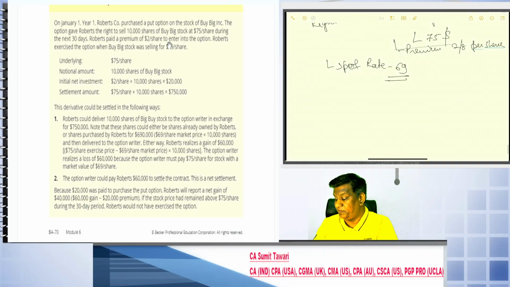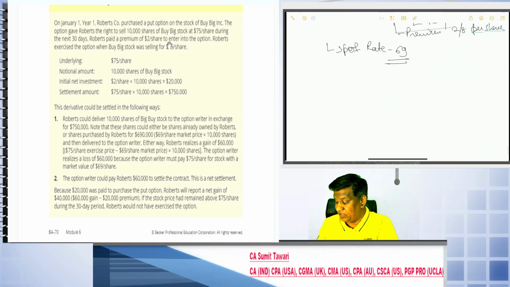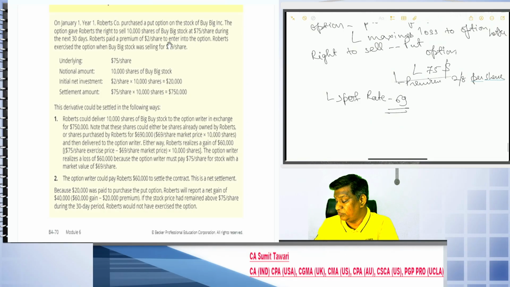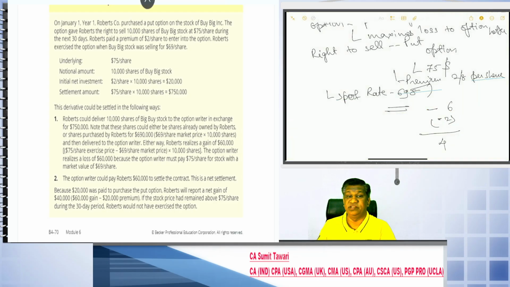He has an option to sell at 75. If he has shares in his hand, he can sell directly at 75, and whatever profit arises is the profit. If you don't have an option, then he needs to sell at 69. So here the profit is 6 on selling, minus 2, the premium he paid. So 6 minus 2, 4 is his net profit. Now we will see it for 10,000 shares.